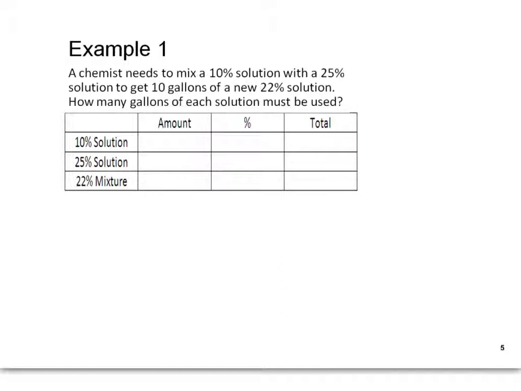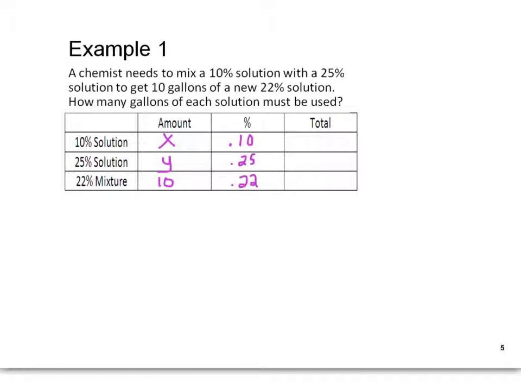So if we look at this chart, which is going to help us come up with our system of equations, we don't know the amount of 10% solution. We don't know the amount of 25% solution, but we do know that we want to end up with 10 gallons when all is said and done as a 22% solution, or mixture. And then for our percent, let's change these to decimals. So 10% is 0.10, 25 is 0.25, and 22 would be 0.22.